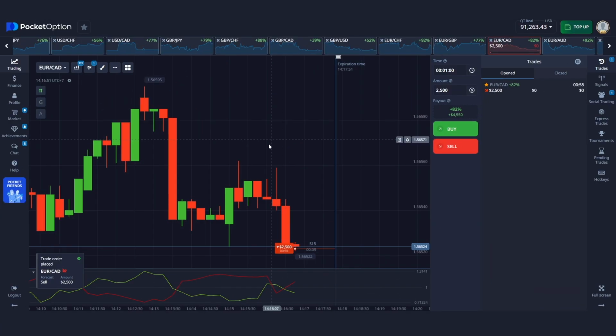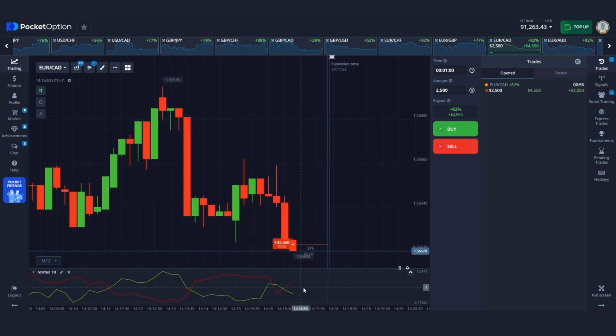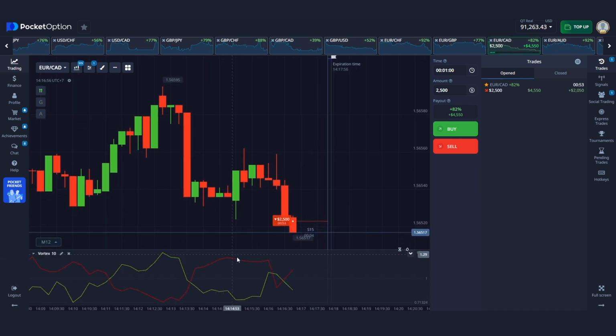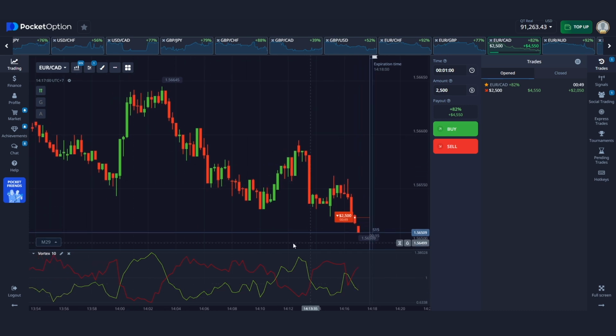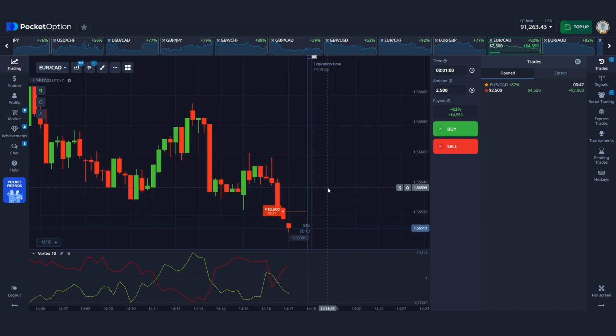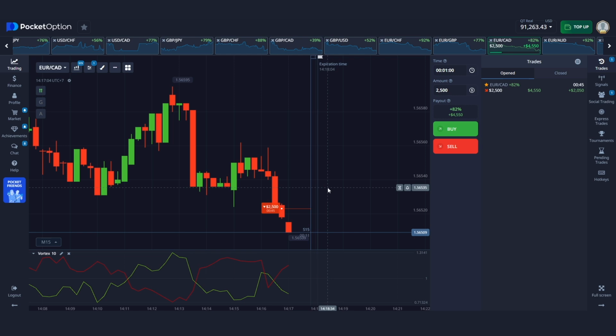On the Euro-Canadian dollar, we observe a good crossover. We see that the red line has started to dominate, so I am opening my sell trade. Here, in principle, there are good impulses across the currency pair, and you can confidently earn with this indicator.